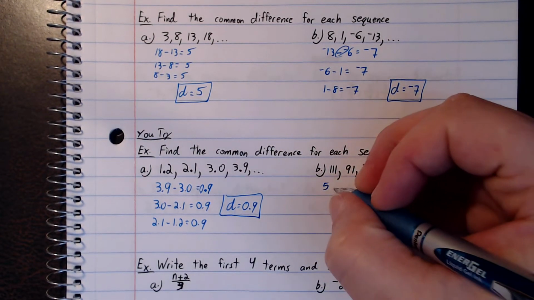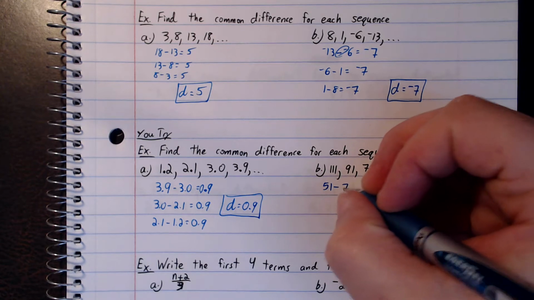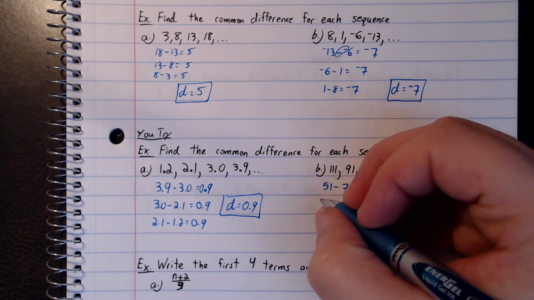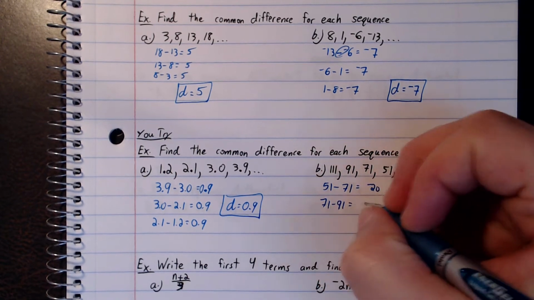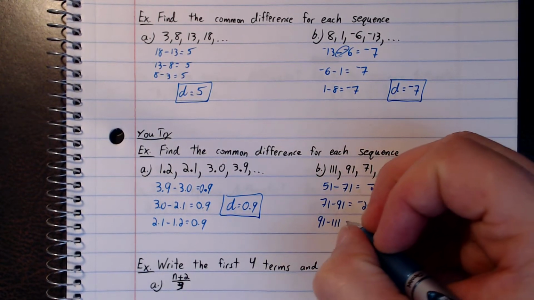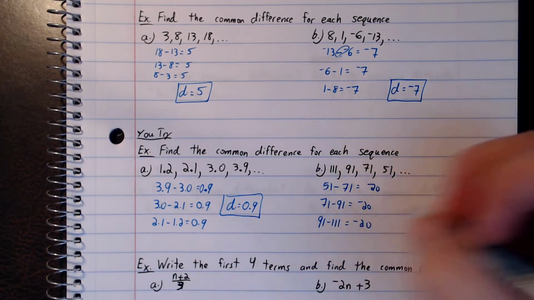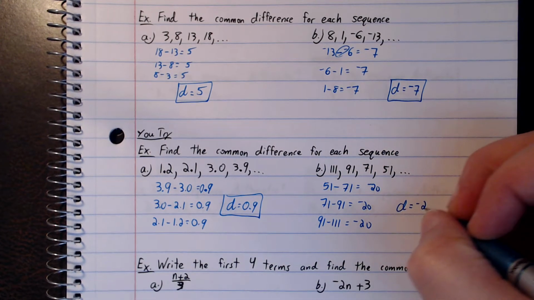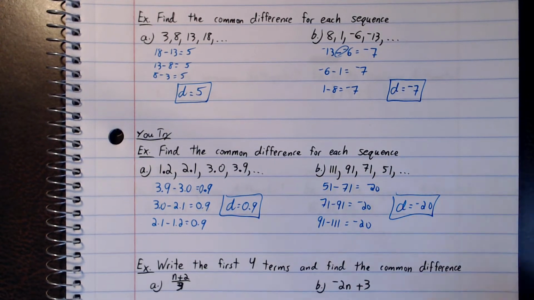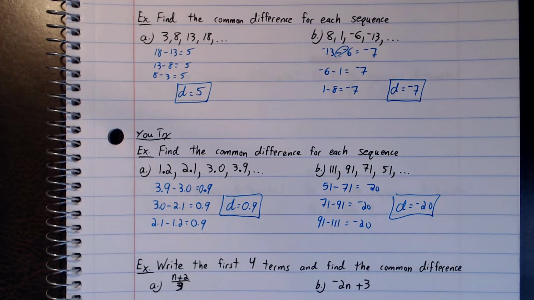Again, we work backwards. 51 minus 71, that's negative 20. 71 minus 91, negative 20. 91 minus 111, all of these common differences are minus 20, right? And you can see that we're subtracting as we go along.